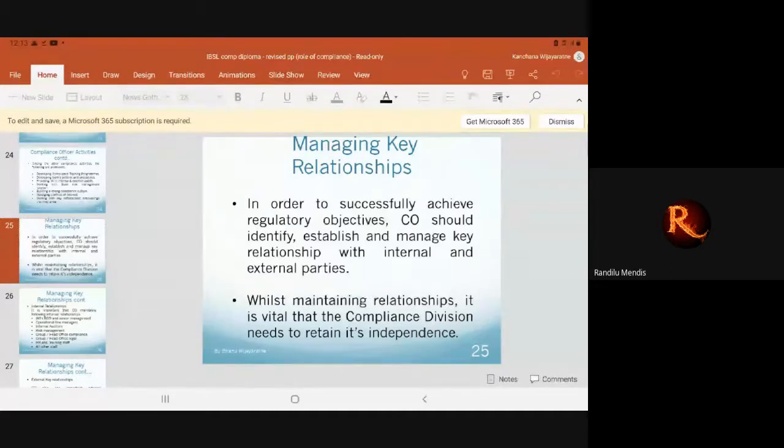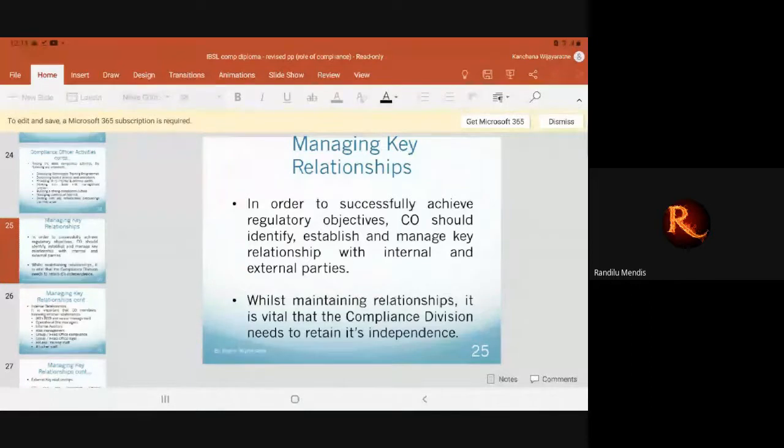Whilst maintaining relationships, it is vital that the compliance division retains its independence. Extremely important, right? Whilst maintaining those relationships, compliance will have to maintain their independence. They're independent. Now, doing business, as we said, we have to play a supportive role. Help them, assist them, interpret things, provide them training. While doing all that, it's a very complex kind of job role. You have to always make sure that you keep your independence.